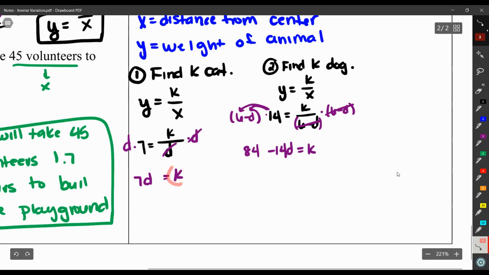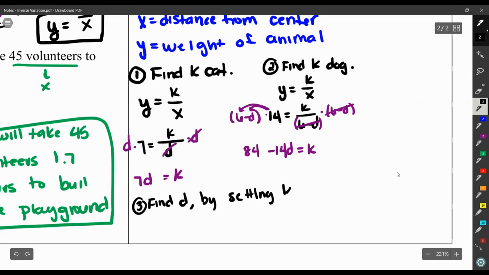If there's a k and a k, step 3 is we're going to find d by setting K equal to K. If this is a K and this is a K, then that means 7d has to be equal to 84 minus 14d because they're both equal to the same variable. K in one place is not different than K in another place. So now what we have is 7d equal to 84 minus 14d. And we're going to solve this for d.